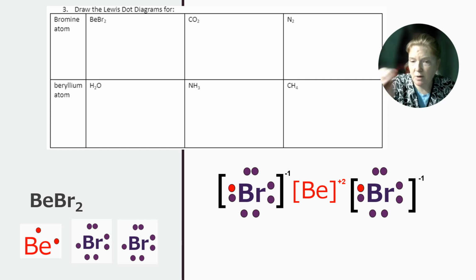So you can see the red ones representing what came from beryllium. So this is what you're going to write for this one, remembering that when you have brackets with a positive charge like beryllium, there should be no dots. When you have brackets with a negative charge like the bromide ion, you should have 8 dots.